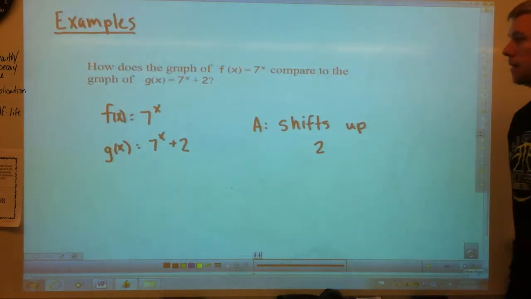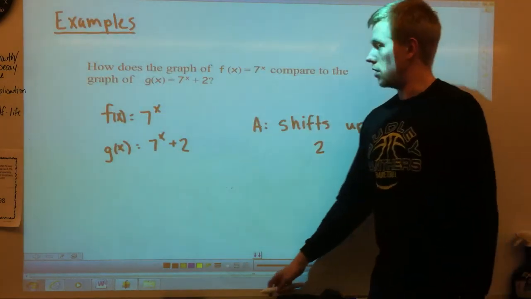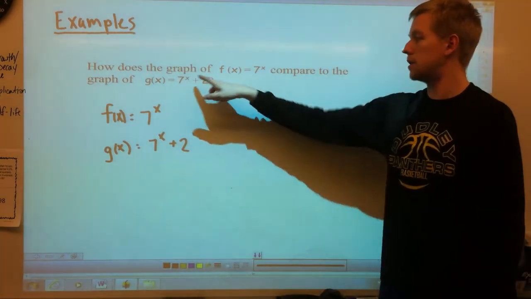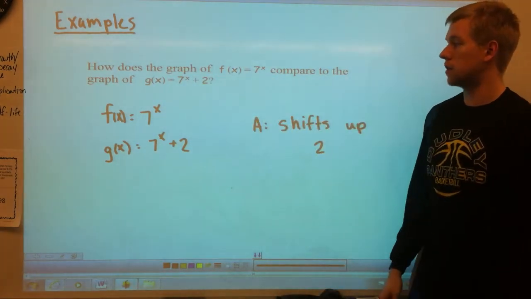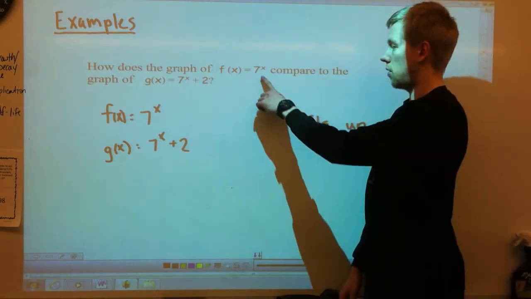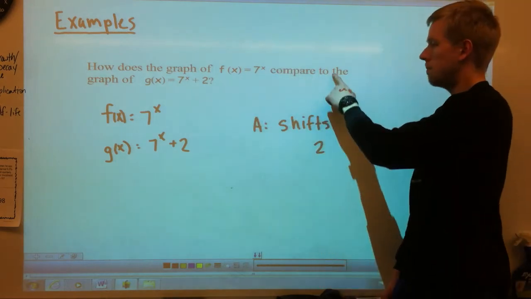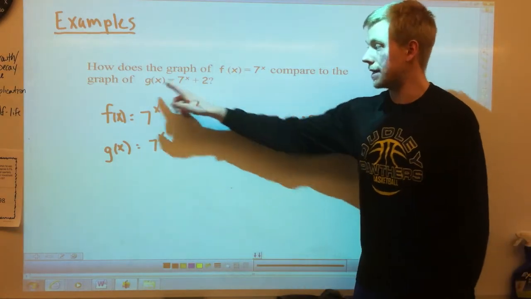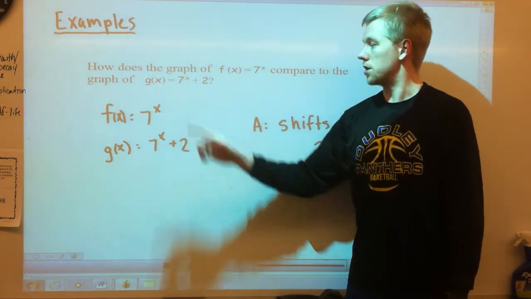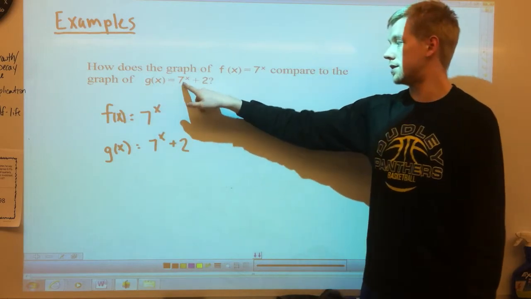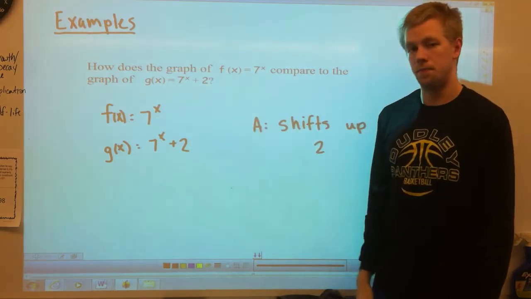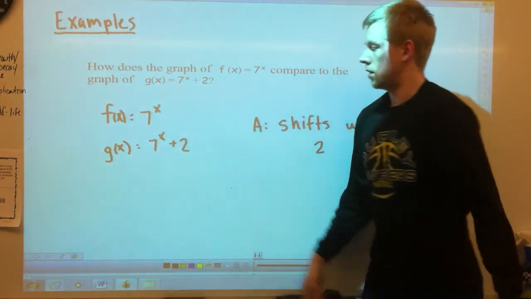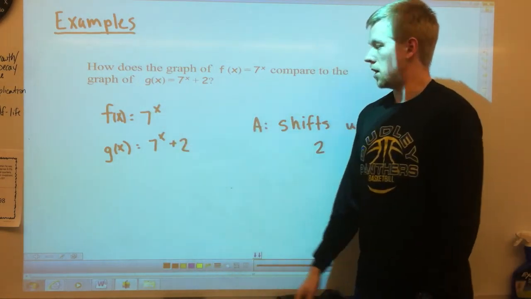Let's see what we got. Examples, okay? You don't have to copy down the whole sentence, but you do need the two functions. How does the graph of f of x equal to 7 raised to the x power compare to the graph of g of x? So that tells me it's not the same graph, it's another function. We have g of x equal to 7 raised to the x plus 2. Okay? So you need this function and you need the g of x function, which I wrote out here as well so you can see them.